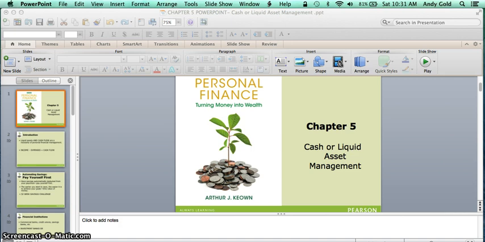So before I go through these couple of slides about cash asset management, I just want to update you on a couple of things. Number one, you should be making some decent progress with your personal financial plan project, which isn't due for a little while, but you certainly should be doing your budget for the month of February. You should be tracking all of your expenses. You should have done a balance sheet by now of your assets and your liabilities. And hopefully, you've started to write part of the narrative for your personal financial plan project.